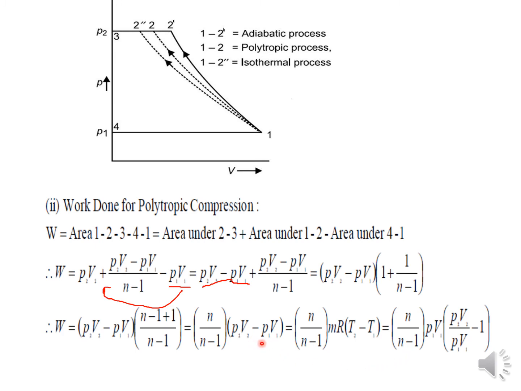So this one he will directly write here; like this also you can write. What he has taken common, P1 V1, he has taken and written P2 V2 divided by P1 V1 minus 1, or he can also write like this: n divided by n minus 1. P2 V2 is MRT2, and P1 V1 is MRT1. So MR is common, T2 minus T1 I can write. So this is the derivation for the polytropic process. I hope you understand.